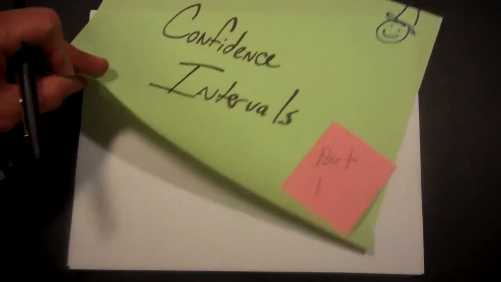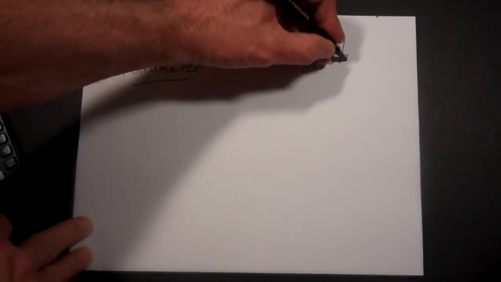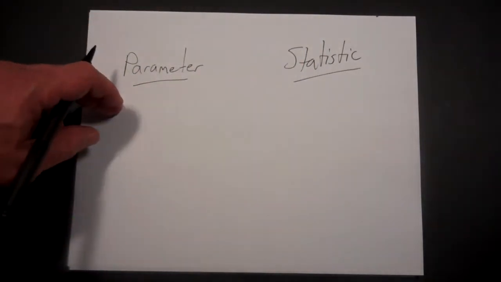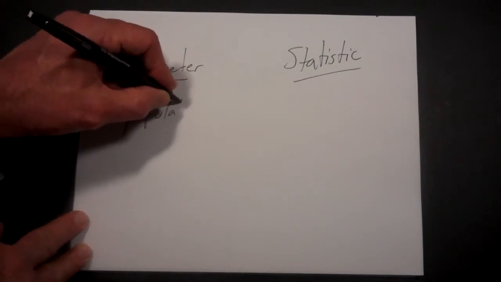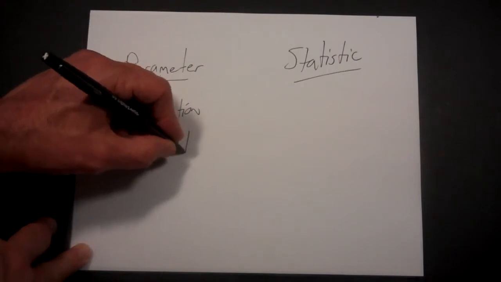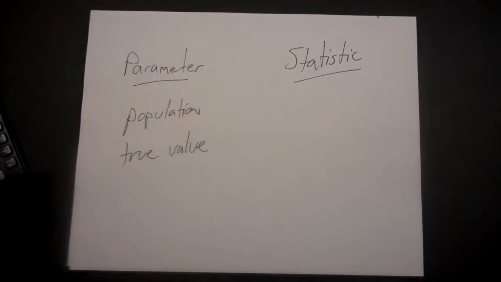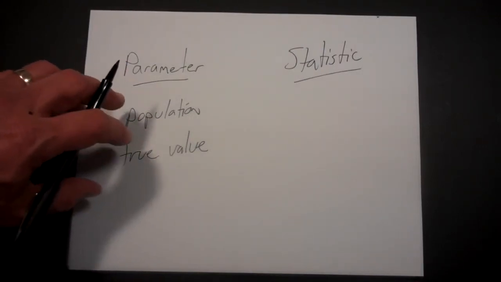So the first thing we want to do is look at some vocabulary, and specifically we want to think about what is the difference between a parameter and a statistic. Now, a parameter, the key to a parameter is a population value. Another way to say that is it's a true value. Now, oftentimes a parameter is not known. In fact, that's why you're doing statistical analysis, to try to estimate it. But the key is a parameter is a true value or a population value.